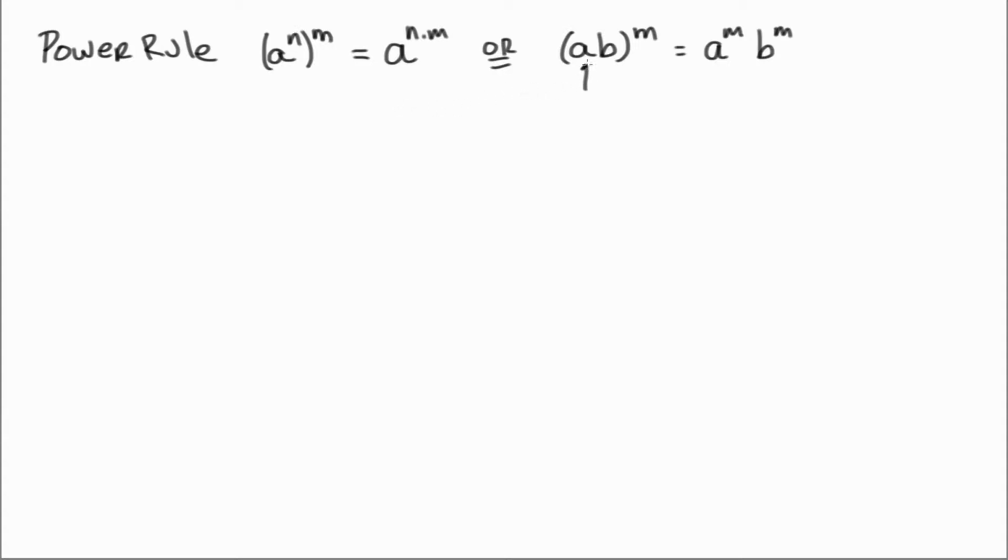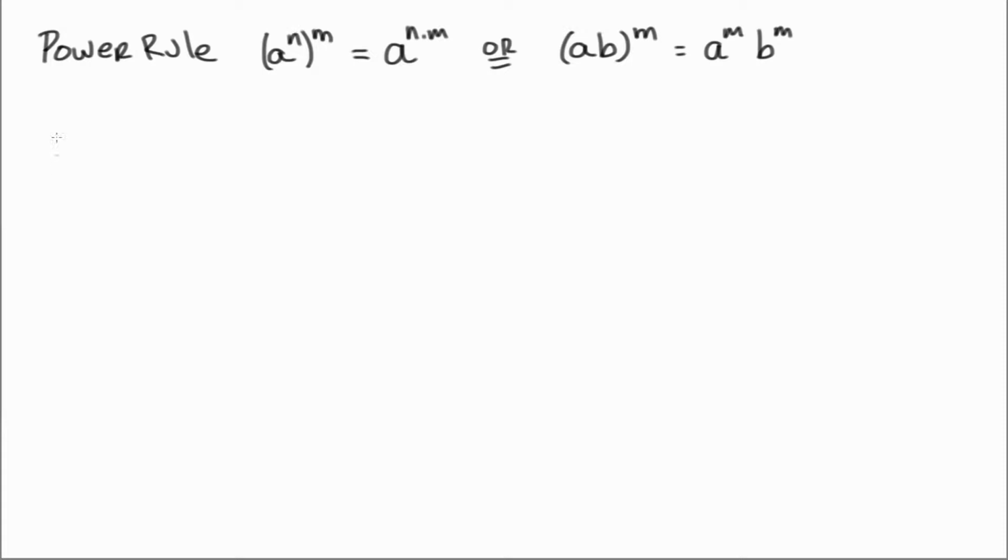Or you have two factors separated, you have parentheses, and then that separates it from an exponent outside of the parentheses. And what you do is you distribute, in this case m, and you have this. Okay, so what does this mean?